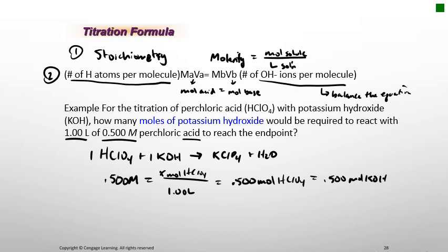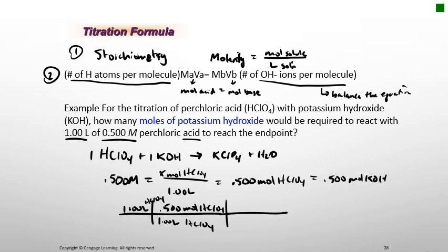From a stoichiometry standpoint, I could start off by just saying I have 1 liter of the solution, 0.500 moles of the HClO4 per liter, and then I could use my mole ratio. For every 1 mole of the HClO4, there's 1 mole of KOH, so I'd have 0.500 moles KOH.